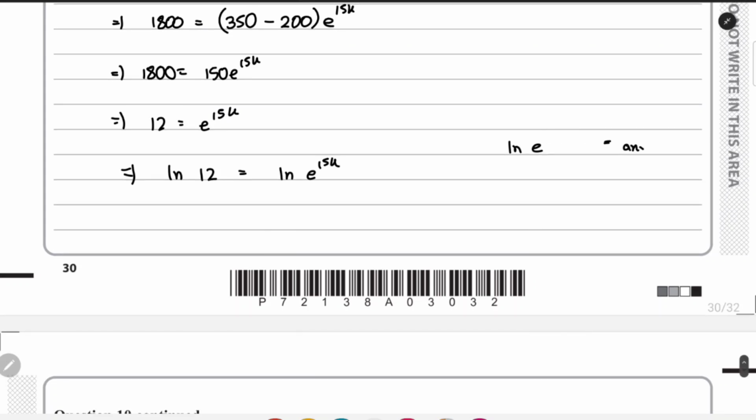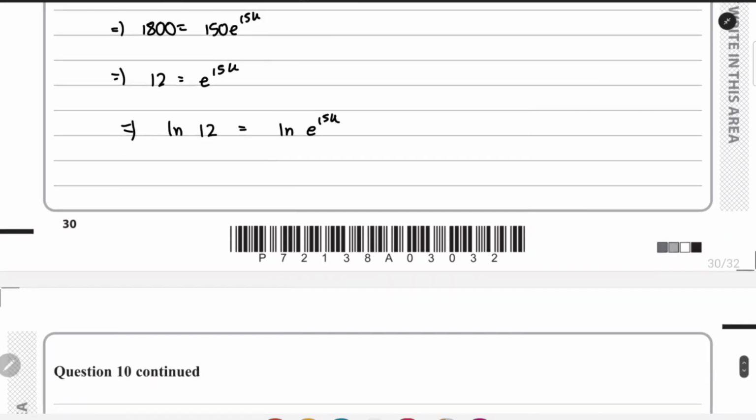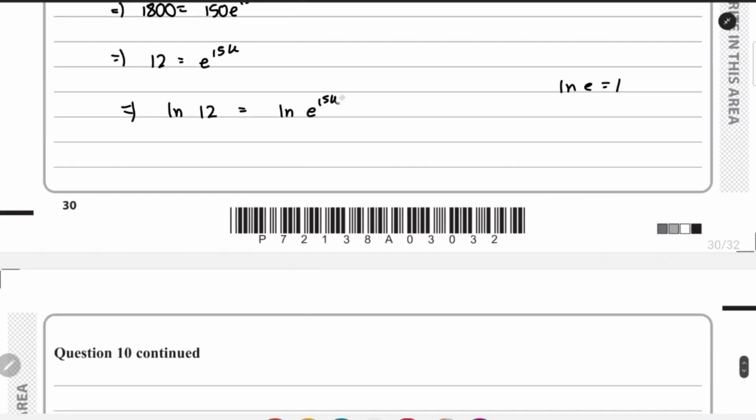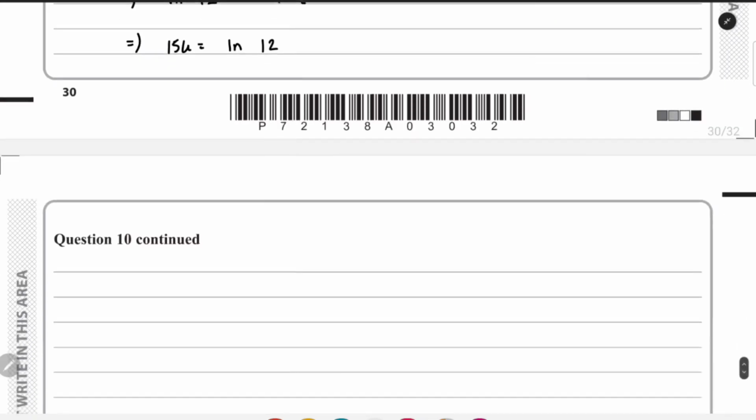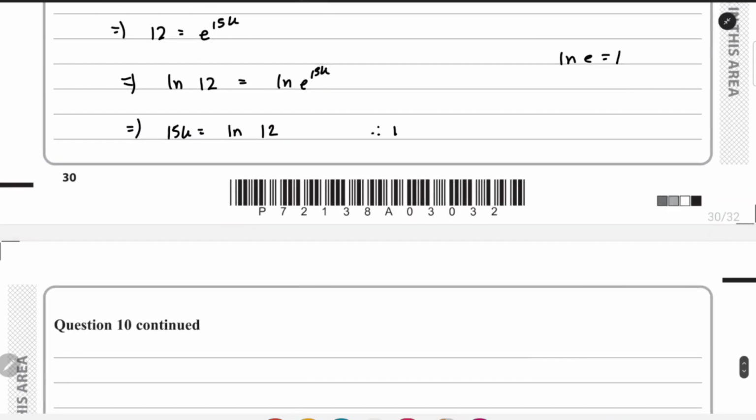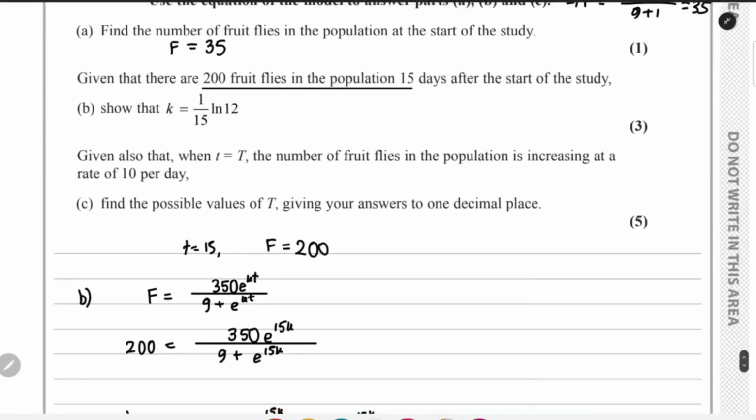Now for ln e to the power anything, this is equal to anything. So if I had e to the power 3k cube over here, this is 3k cube, because ln e is 1. So I can move the power down here and ln e will be 1. So ln 12 is equal to 15k. So 15k is ln 12, and therefore k is 1 by 15 ln 12. This is what we had to show over here.